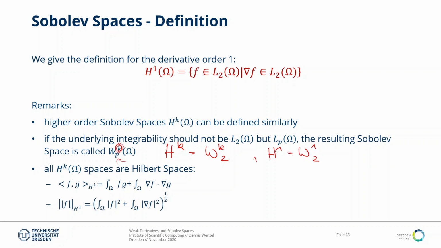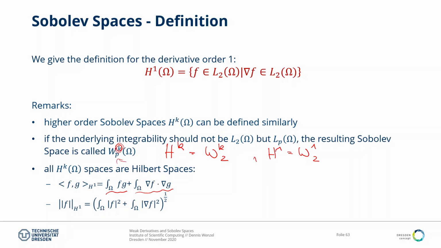And again, just like with L2, we inherit this Hilbert space property, so all Hk spaces are Hilbert spaces, and you can define scalar products on all of them. For example, the important one for us, the H1 scalar product, is the integral over the domain of the product of the two functions. So that's essentially our L2 scalar product. And then also the product of the two gradients. So that's the new part.